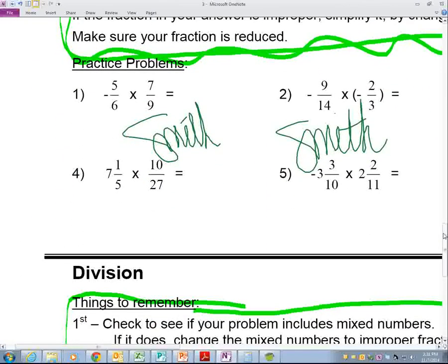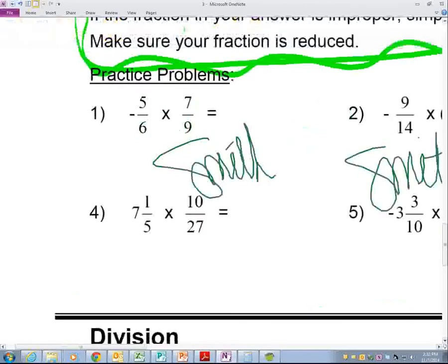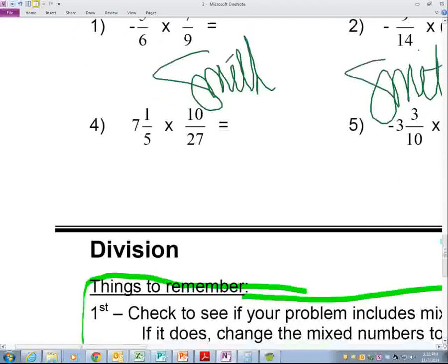Yep, Smith is written on 1, 2, and 3. But we are going to do 4, 5, 6. We're going to do 4, 5, 6.